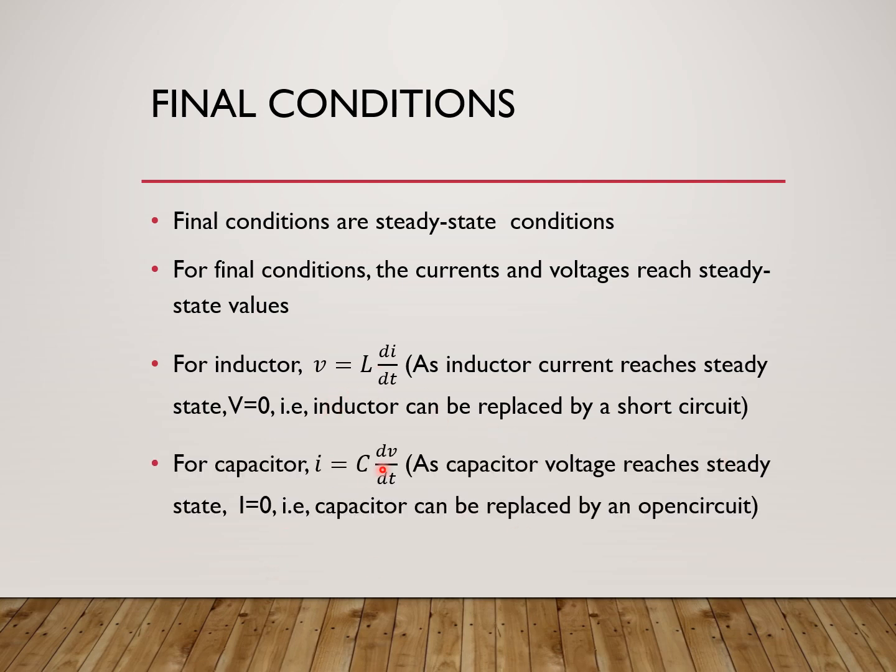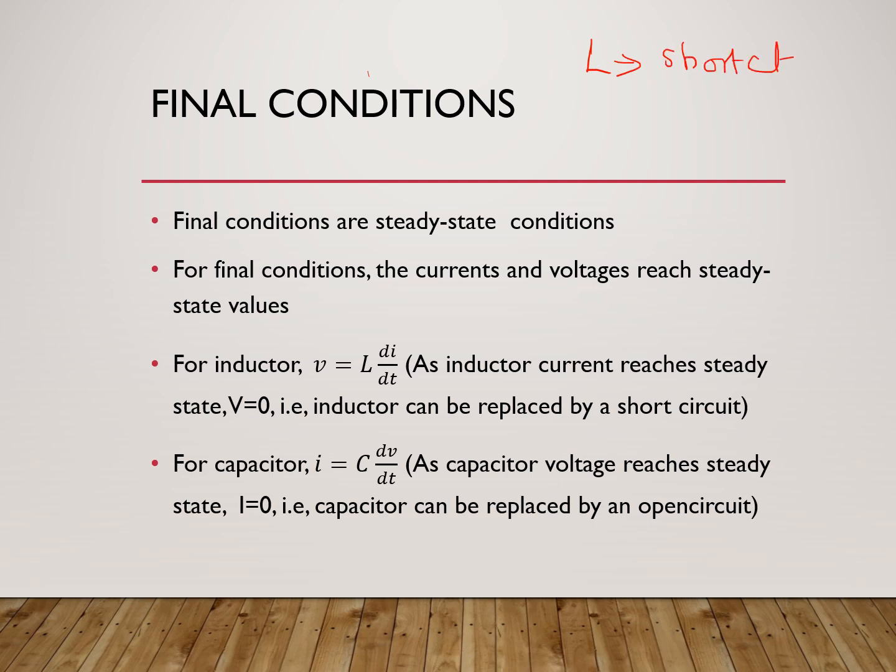For the capacitor, I is equal to C dV by dt. So as the capacitor voltage reaches a constant value, dV by dt is 0, or I becomes 0, which means the capacitor can be replaced by an open circuit. The next point, which is very important, is that under steady state conditions, you replace inductors with a short circuit.